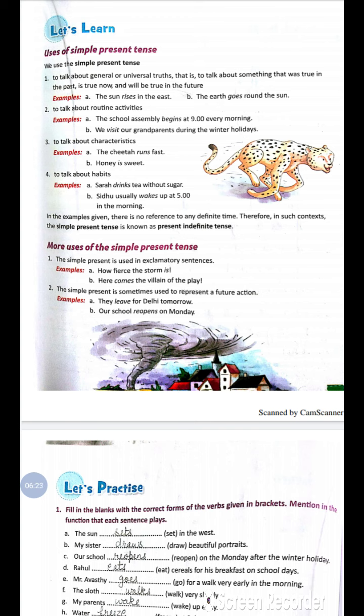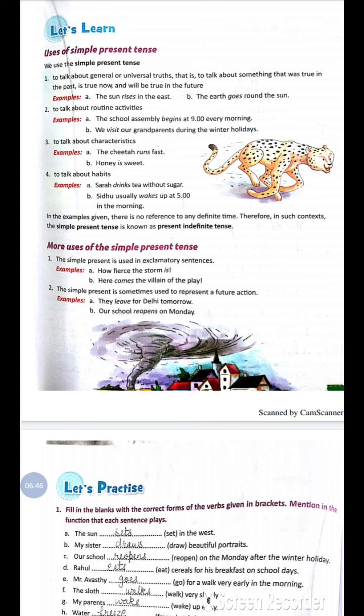Next thing where we use the simple present tense is in exclamatory sentences. How fierce the storm is. Here comes the villain of the play. Next, the simple present is sometimes used to represent a future action. They leave for Delhi tomorrow. Our school reopens on Monday.